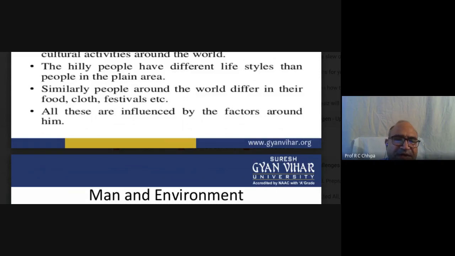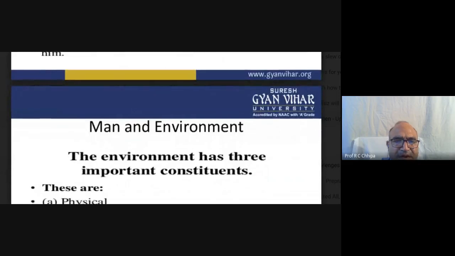Similarly, people around the world differ in their food. Food is also one of the important parts of our life, because food gives us energy to do work. Energy itself is required, and that comes from food, as well as different clothes and different festivals. All of these are influenced by the factors around us.